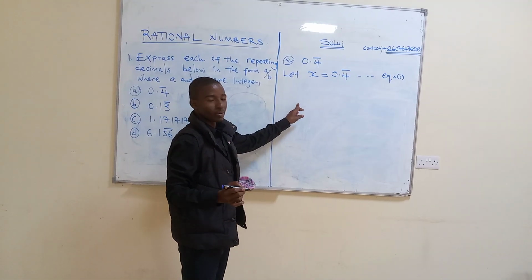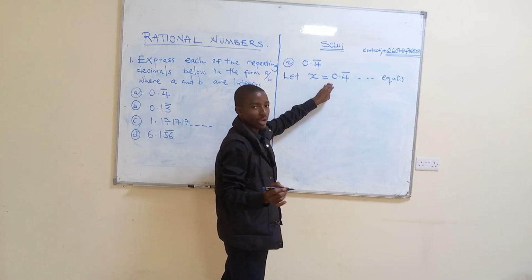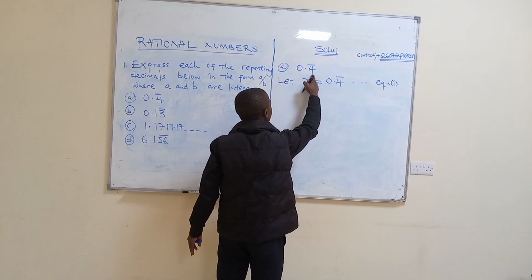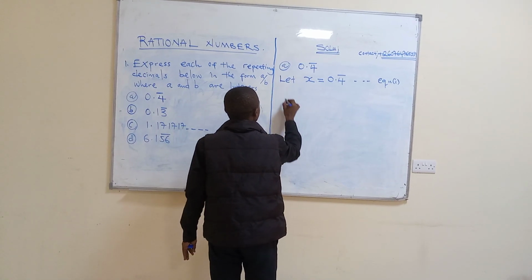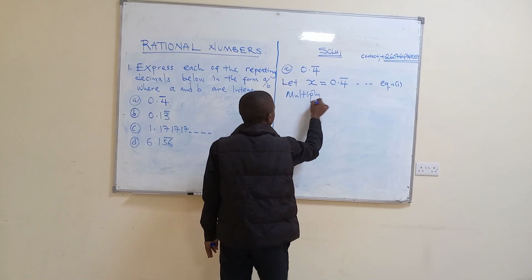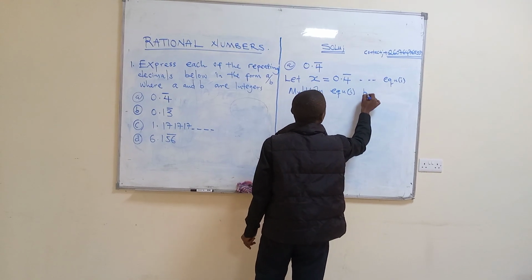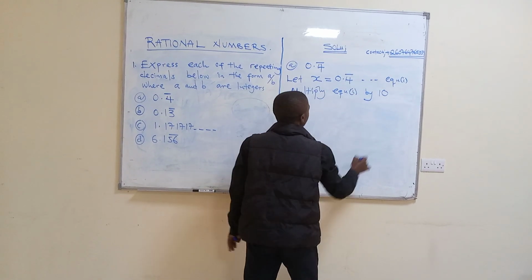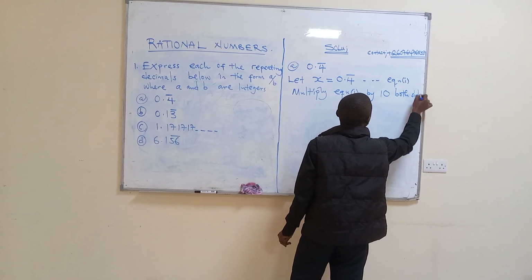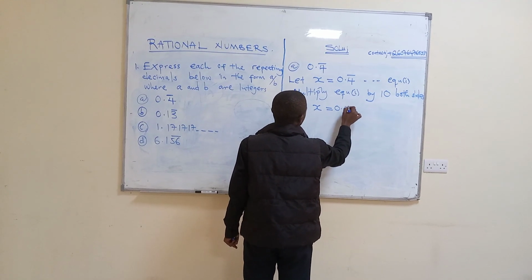The second step is to multiply the equation that you have made by 10, simply because you want to move the decimal point to the other side. So I'll say multiply equation 1 by 10 on both sides. That is x equals 0.4 with a bar.